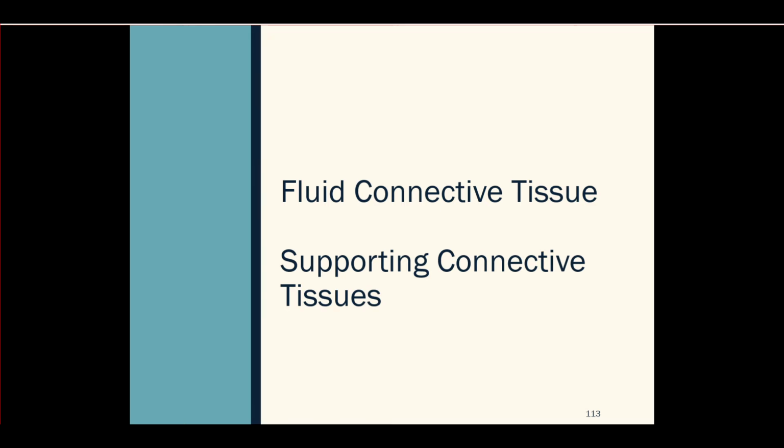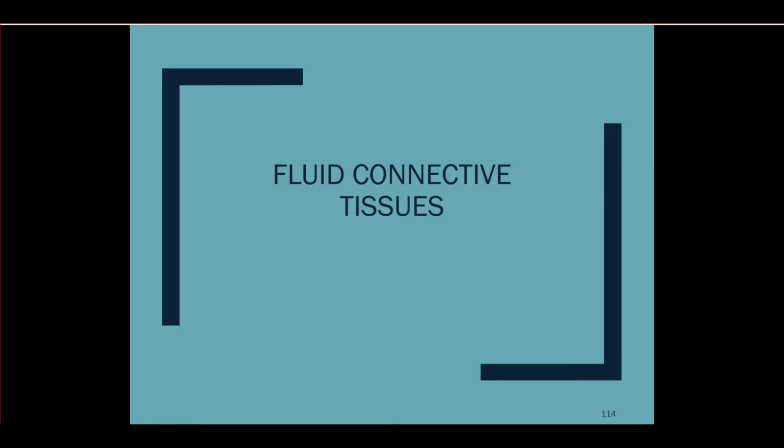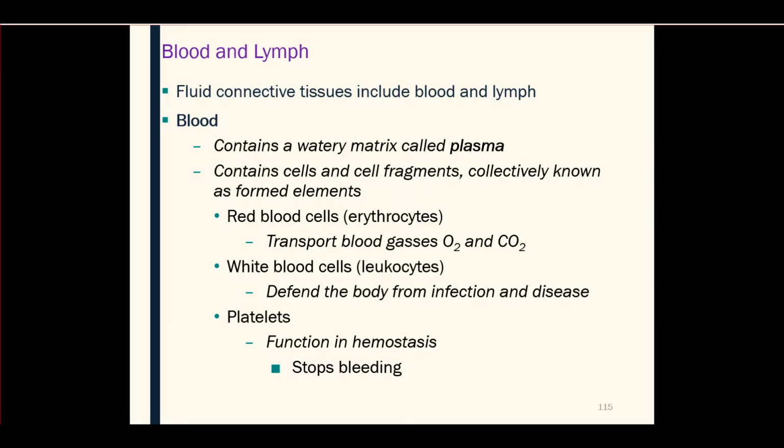In this lesson, we'll finish up looking at connective tissues by looking at the fluid connective tissues and then the supporting connective tissues. So let's start with the fluid connective tissues. The two fluid connective tissues are blood and lymph. And in both of these tissues, the ground substance is watery, right? It's going to be a watery ground substance.